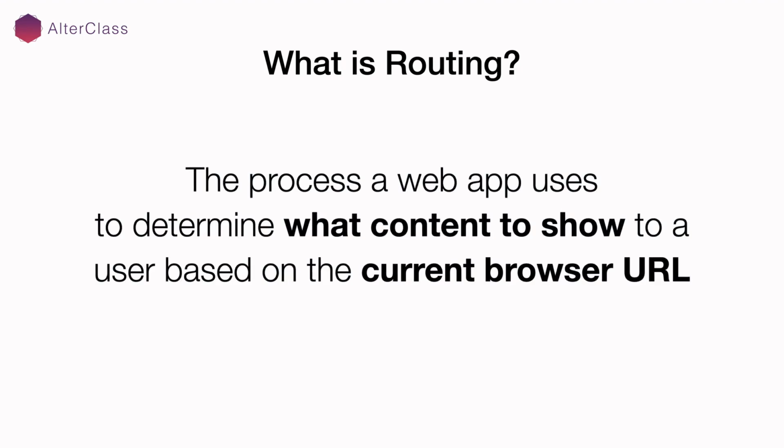Routing is the process by which a web application uses the current browser URL to determine what content to show to your user. It is essentially the way your user navigates through your website or web application. Every time your user enters a new URL into their browser address bar, manually or by clicking a link in your app, they are requesting some resource, and each component of the URL serves to specify which resource is desired.